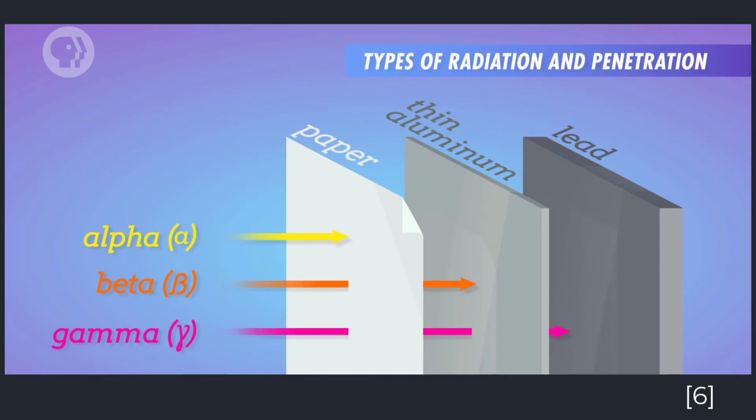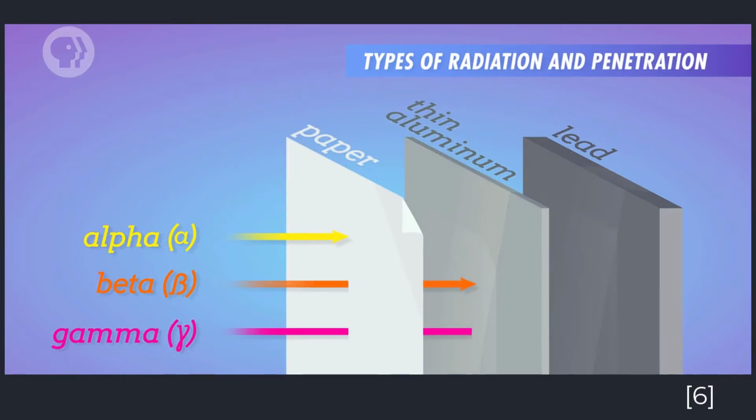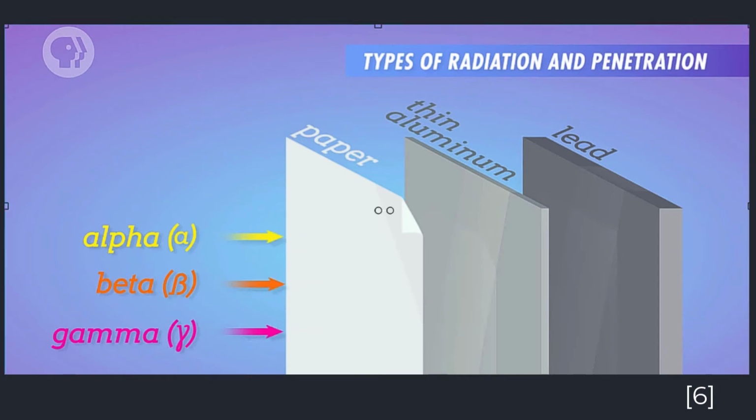There are three main types of radiation. The first type is alpha radiation. This is when an unstable nucleus loses 2 protons and 2 neutrons and becomes a different element. The second is beta emission. This is when an unstable nucleus emits a beta particle, which can be either an electron or a neutrino. Lastly is gamma radiation. This is when an excited nucleus emits a high-powered photon.